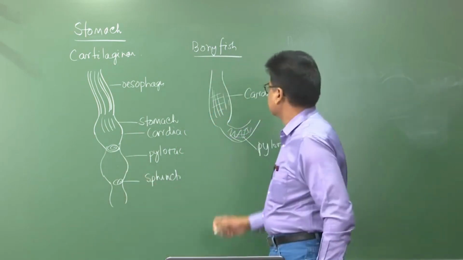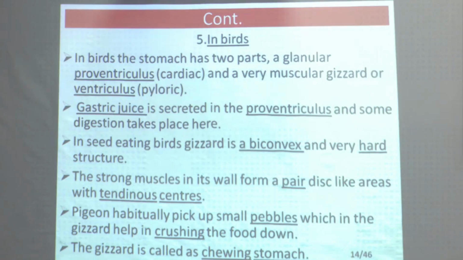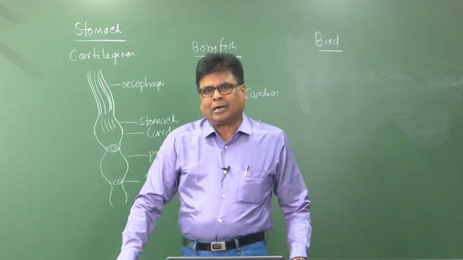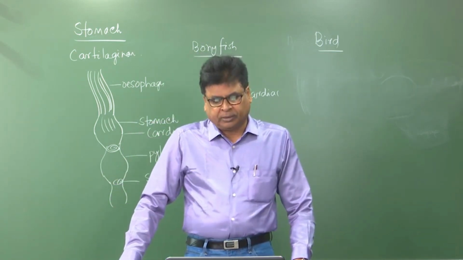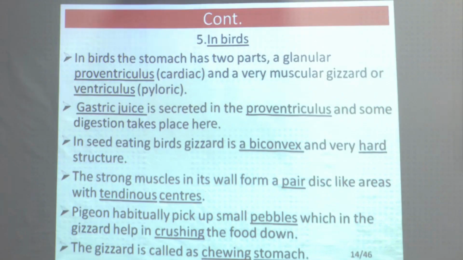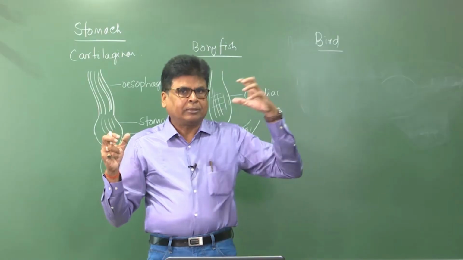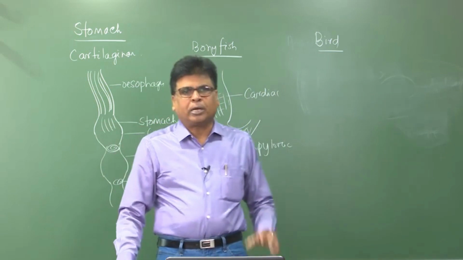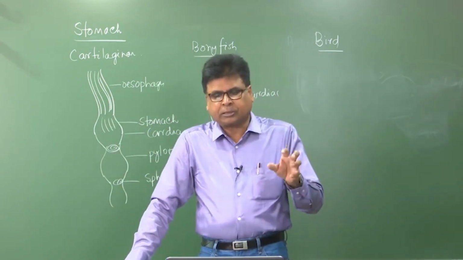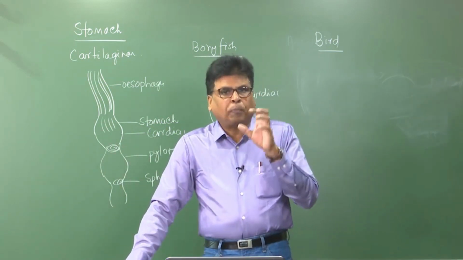Now come to the birds. So in the case of birds, what happens? So this is the bird. Now I shall discuss the stomach of the bird. In birds, again the stomach is divisible into two parts. The stomach has two chambers. The first one is the cardiac, and the second one is the pyloric. Similarly, in the case of bird, two chambers are there.